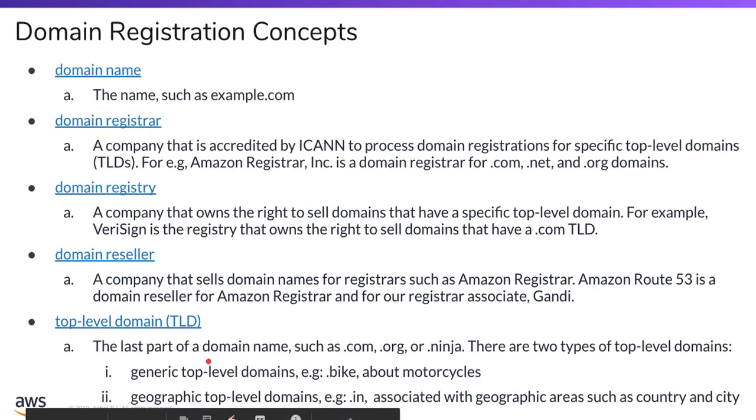Top level domain is the last part of your domain name, such as .com, .org, or it can be anything. There are two types of top level domains: generic top level domains and geographic top level domains. A generic top level domain can be anything. Here I've given an example of .bike. Geographic top level domains are associated with geographic locations, areas such as countries or cities. Here the .in represents India. None of these confine you from choosing any of these domains, but whenever you choose a top level domain, it is best to choose one which resembles your business, or which is appropriate to your business.